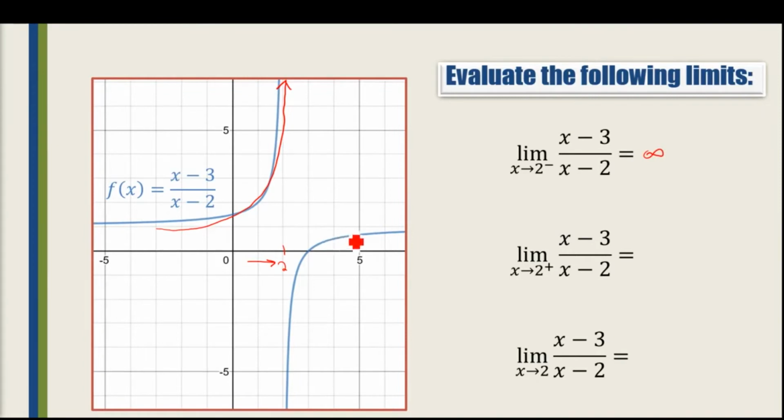And if you look at what happens as x approaches 2 from the right, so now you're coming from this positive direction, it looks like your graph is going to grow in magnitude, but it's negative. So we would say the limit as x approaches 2 from the right of this function is negative infinity. And so you notice that the one-sided limits don't agree with one another. So that means the limit as x approaches 2 of this function does not exist.